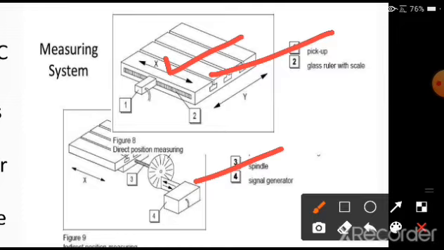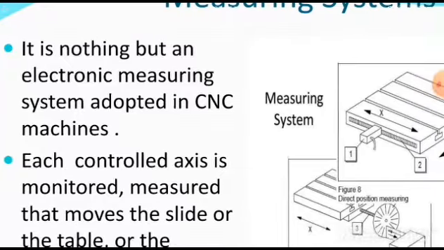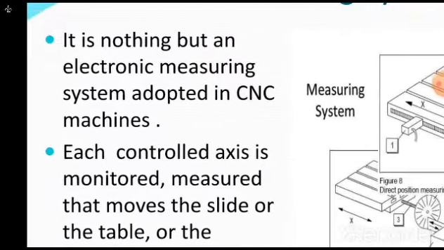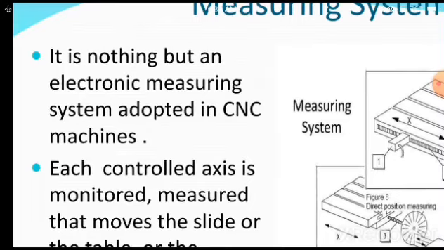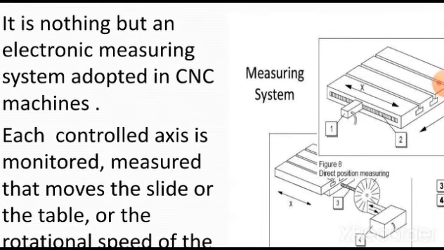Our concentration is first to understand the meaning of a measurement system. It is nothing but an electronic measuring system adopted in CNC machines. As I have told you, whatever the system is, it should be carried out electronically. That means we basically require the use of sensors, which you have already studied in the mechatronics subject. Different types of sensors are used for measuring and monitoring displacement, especially the sensors used in CNC machines related to movement.